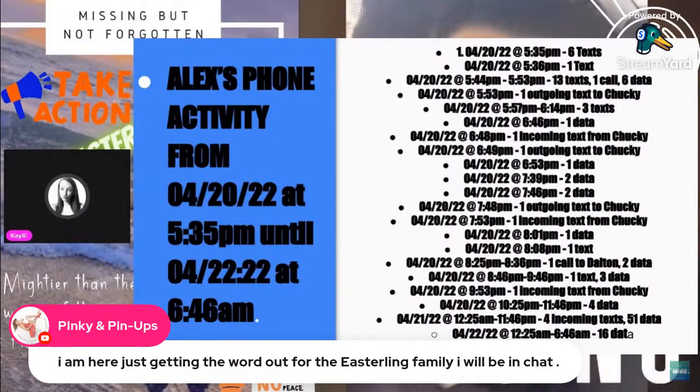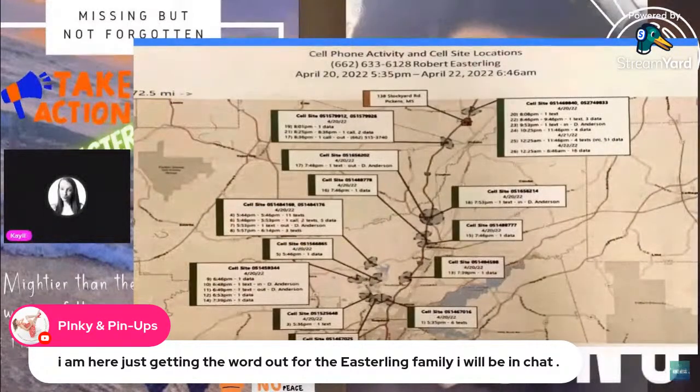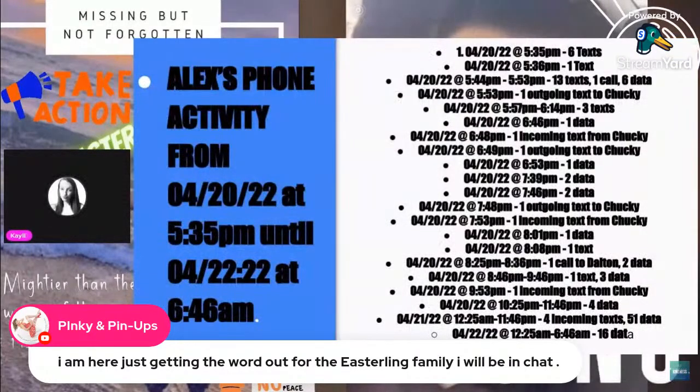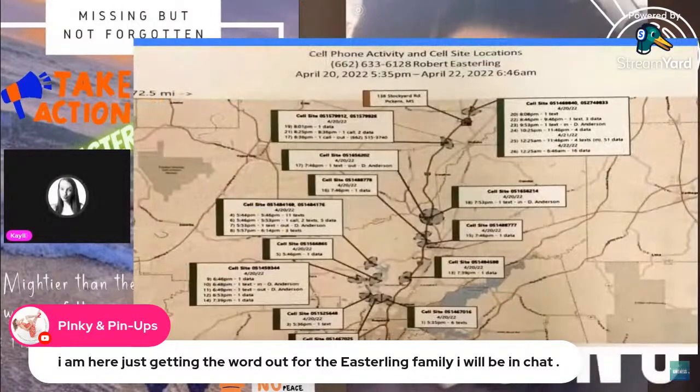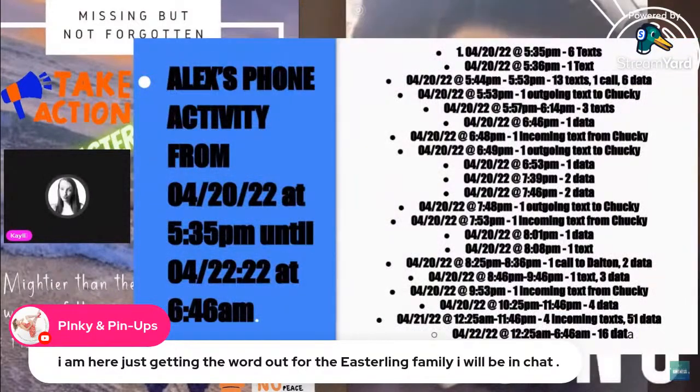So I broke them down by, because on here, let me go back. On here, it does it based off of the tower. So it'll have these little boxes and it'll be every ping that pinged off of the tower and it'll go from down here all the way up to Chucky's house. Okay, so the way that I did it on this screen is I did it by date and timestamp, and grouped them together that way just so that it was easier to read.